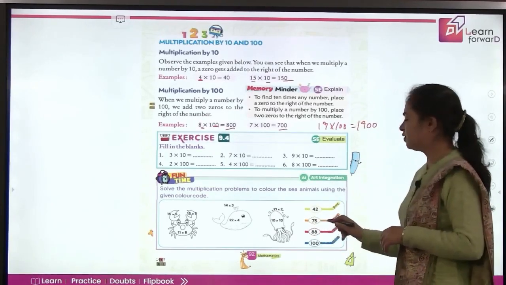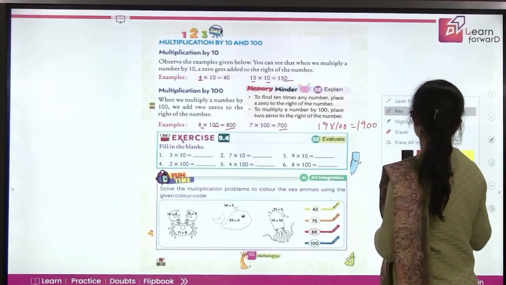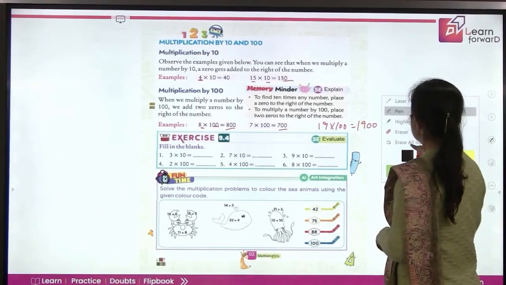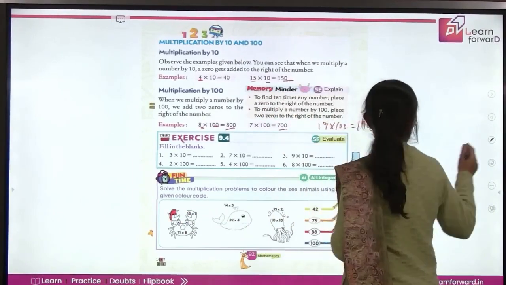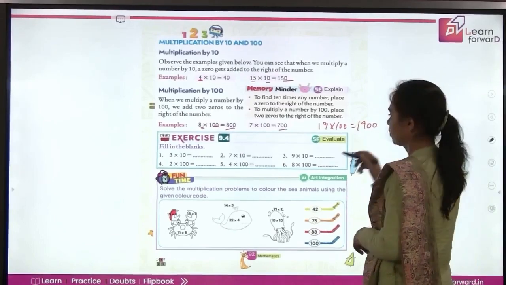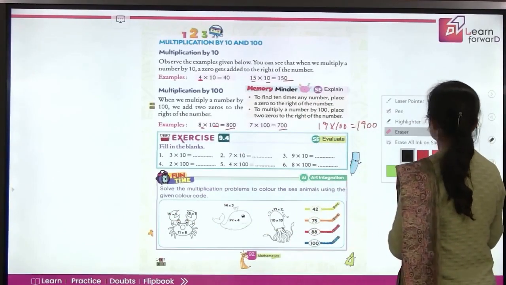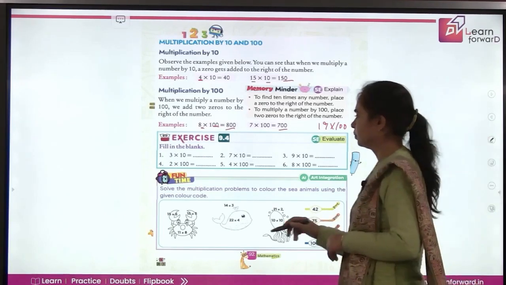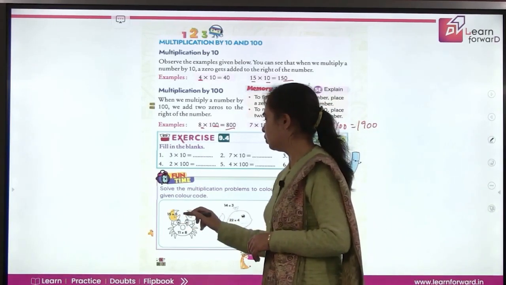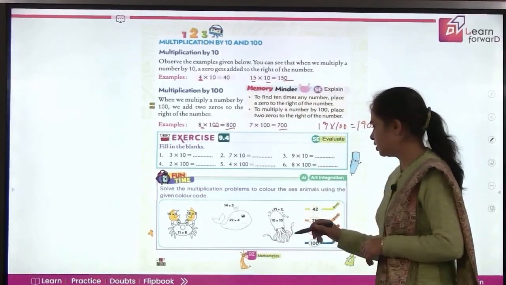So for 75, which color do you have to use? Deep yellow. Okay, so we'll be picking up deep yellow. We'll be taking the coloring tool. Oops, that turned to red. Let us erase because it has to be yellow. So this is your deep yellow here. This is also deep yellow. Anywhere are we getting 75?